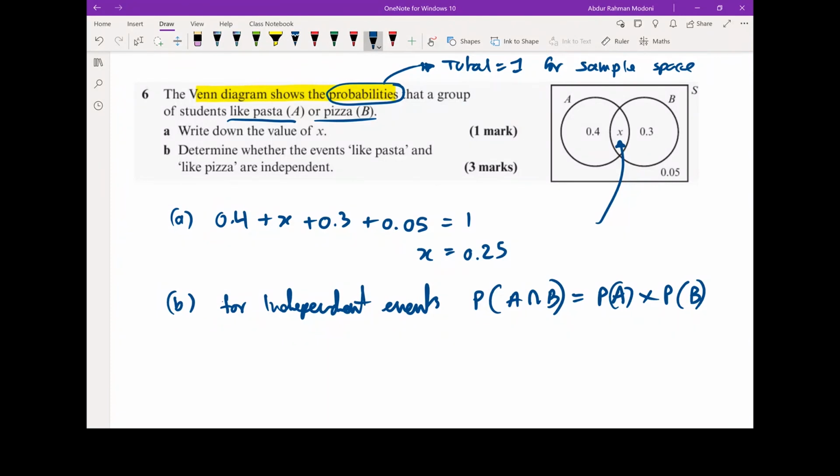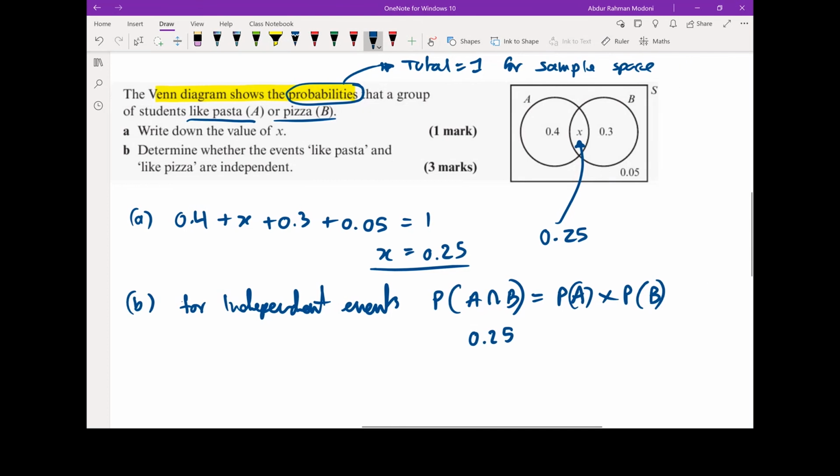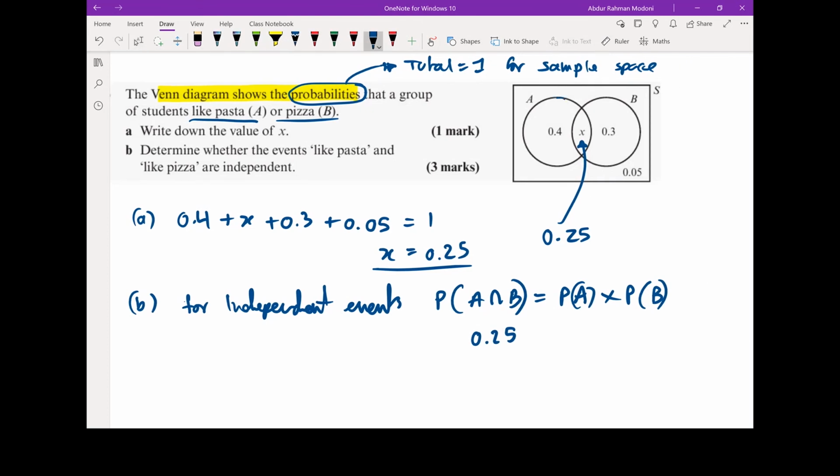Now, we've already worked that out. It happens to be 0.25. It's the X value that we worked out earlier. So we'll write down here 0.25. We'll work out what the probability of A and the probability of B are. So the probability of A, we can see, is everything inside the circle A. So that's 0.4 plus the 0.25. So I'll just make a note here how we work out the probability of A. Probability of A is equal to 0.4 plus X, and the probability of B would be equal to everything inside the circle B. So that would be 0.3 plus the X.